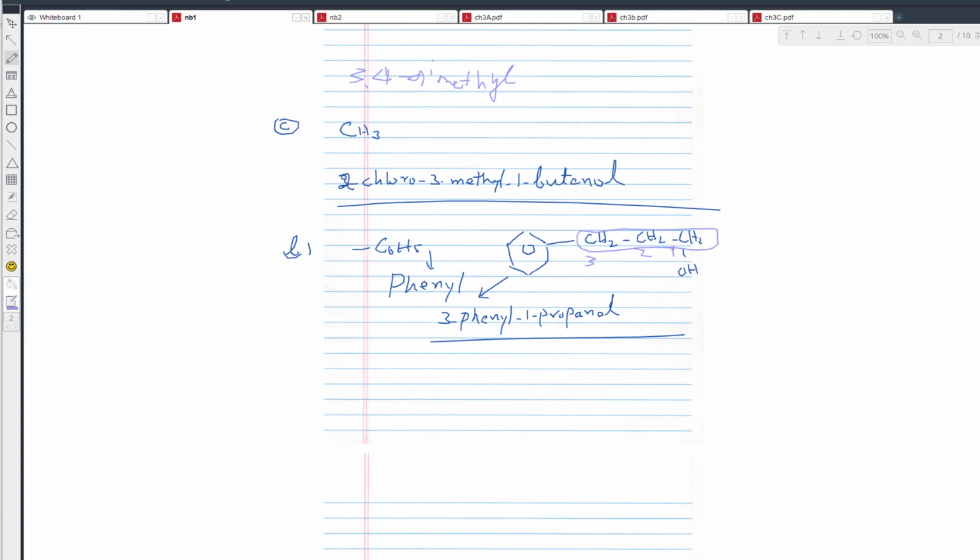Yes, 3-phenyl-1-propanol. Okay, and I also recommend that when you are giving the numbering, put the numbering at the top so it will not mix up with the number of carbon atoms. Okay, that's good.